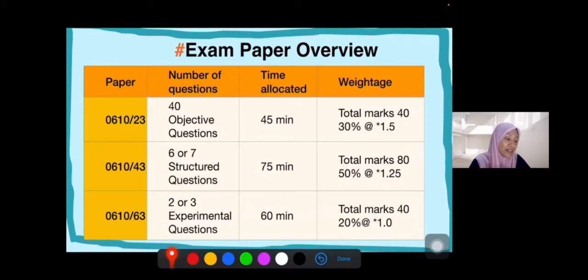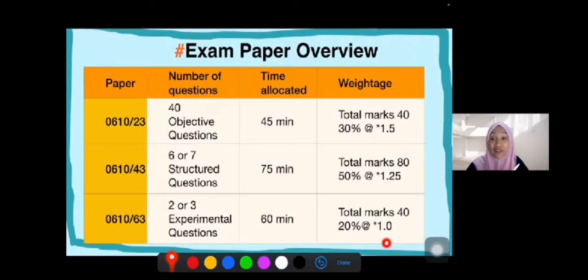Okay. Next is paper 6. Paper 6 consists of 2 or 3 experimental questions and you will be given 60 minutes to complete this task. Alright, and the total mark is 40, the weightage is 20% and the weightage factor is 1.0, meaning that satu soalan yang betul, you akan dapat 1 markah. Okay, clear about this exam paper overview?